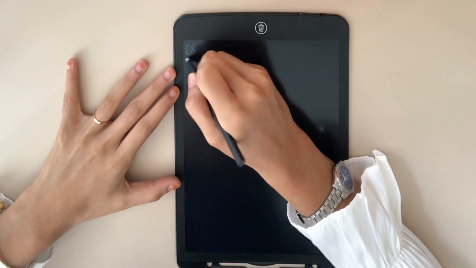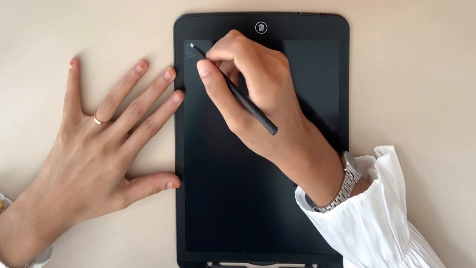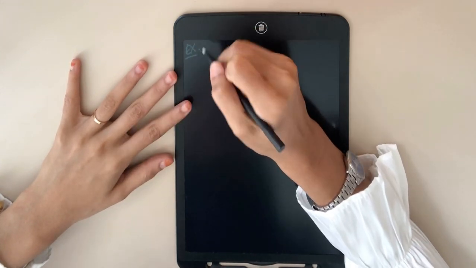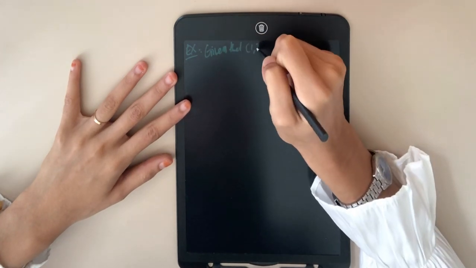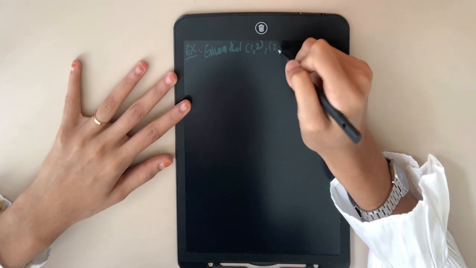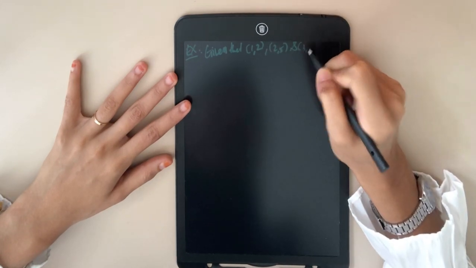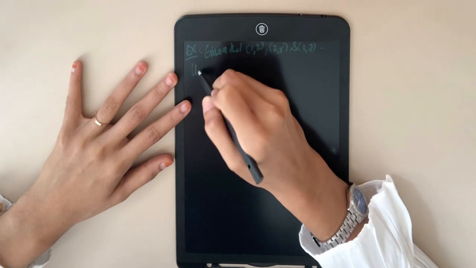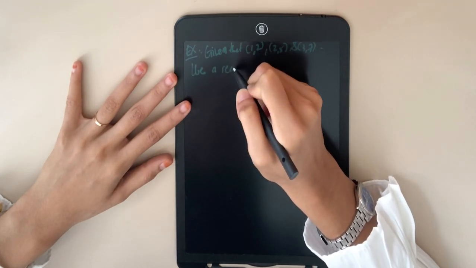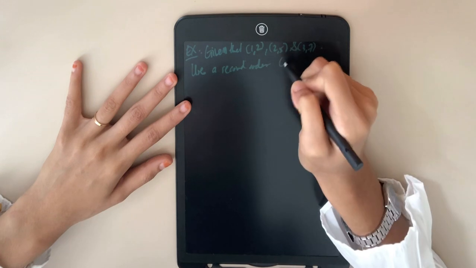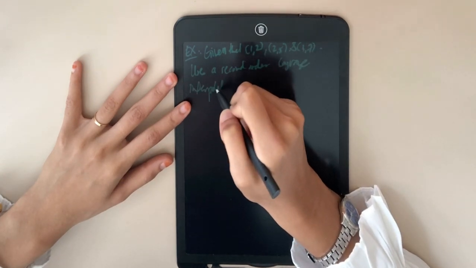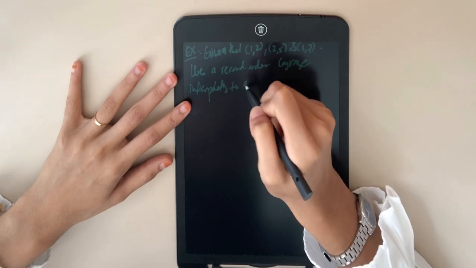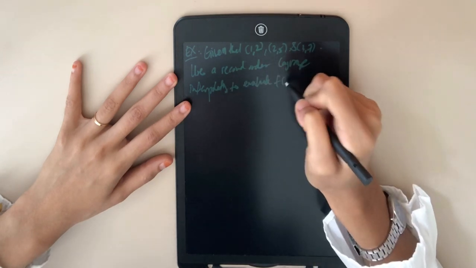Alright, so now we proceed to the quadratic. The question is the same, I just add one more point. Given that 1, 2, 2, 5 and 3, 7, the question asks you to use a second order Lagrange interpolating to evaluate f(2.5).